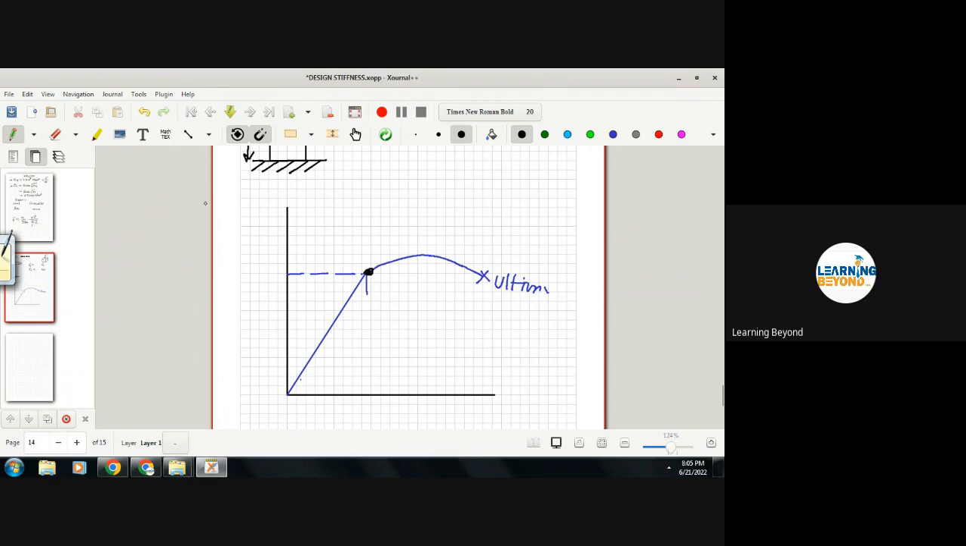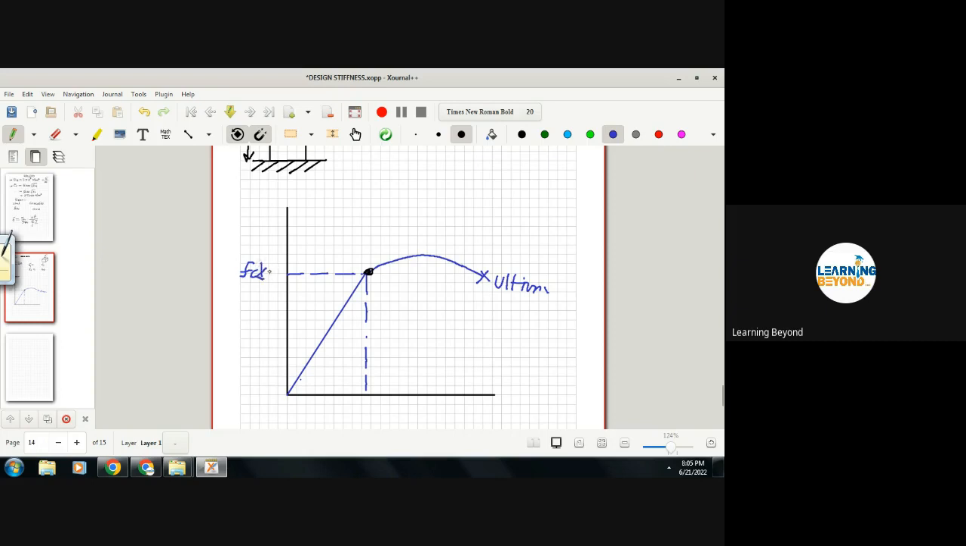Now yield stress in concrete, what do we call it? Yield stress को क्या बोलते हैं? Nomenclature क्या है उसका? FCK. So it is FCK, characteristic strength. So we call it a characteristic strength.